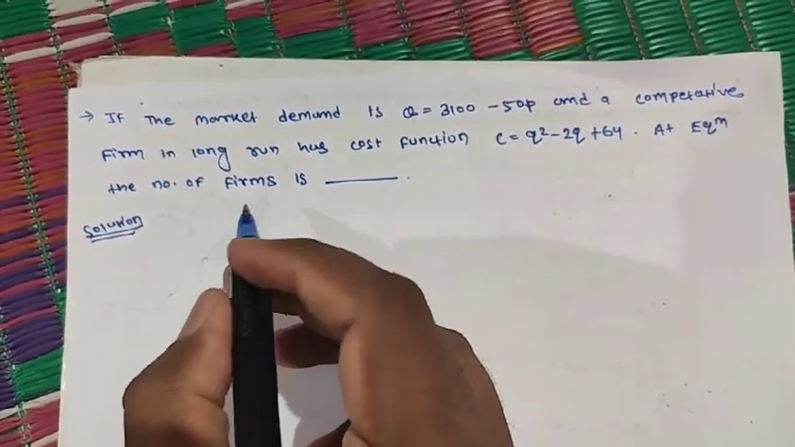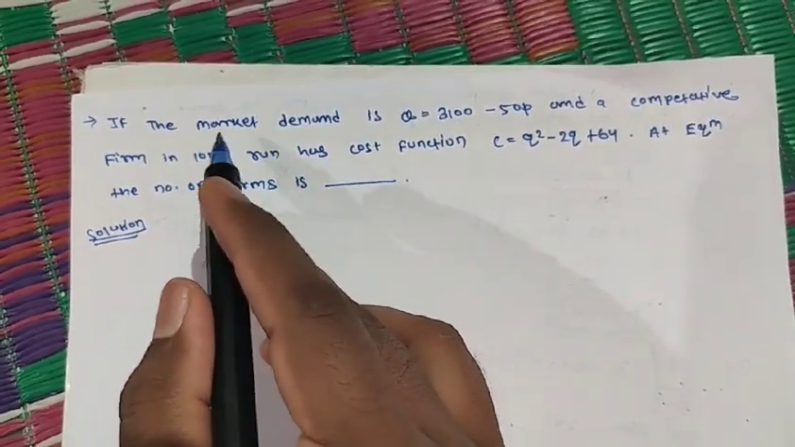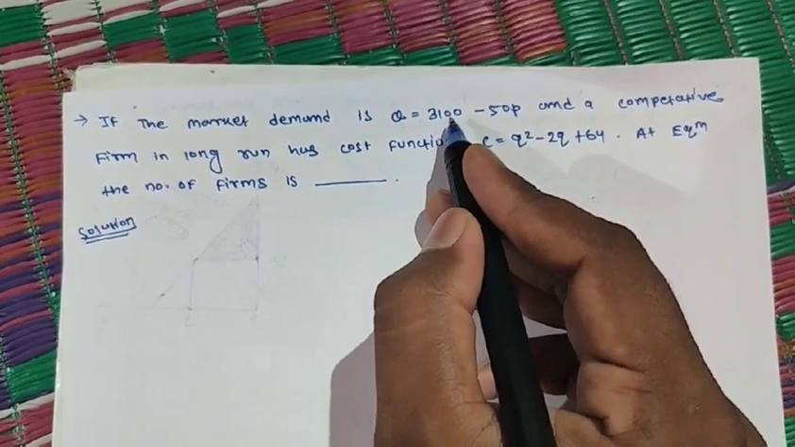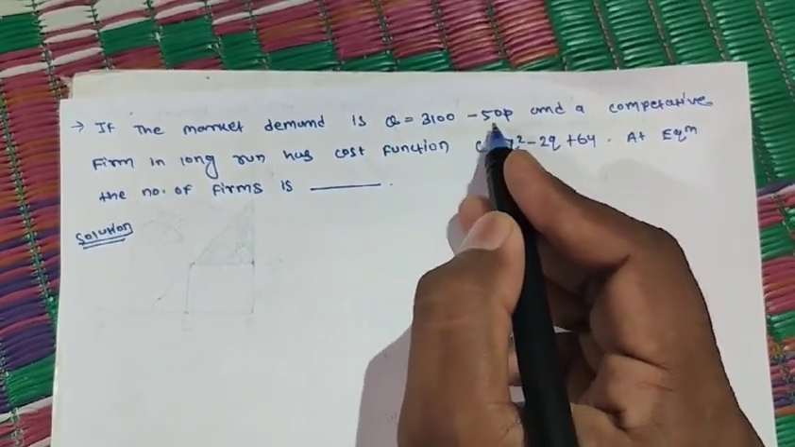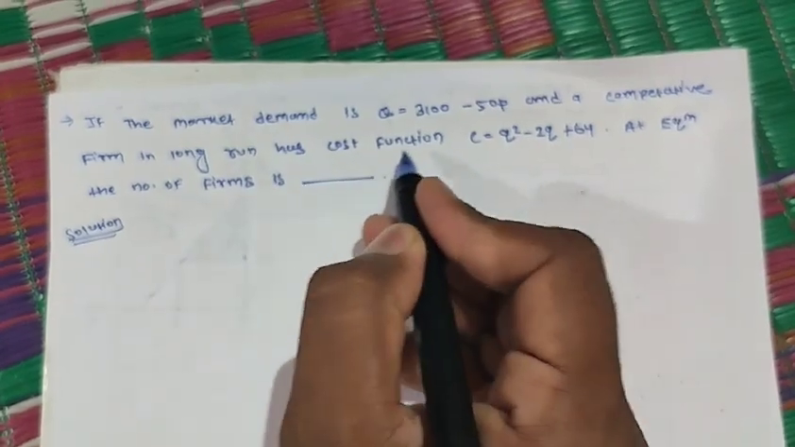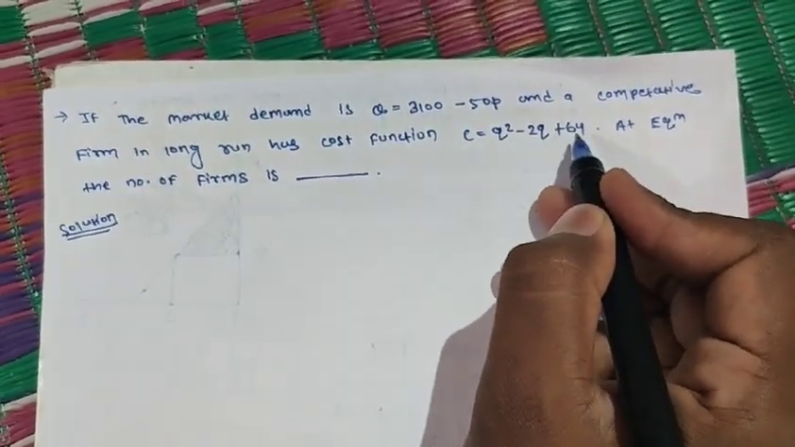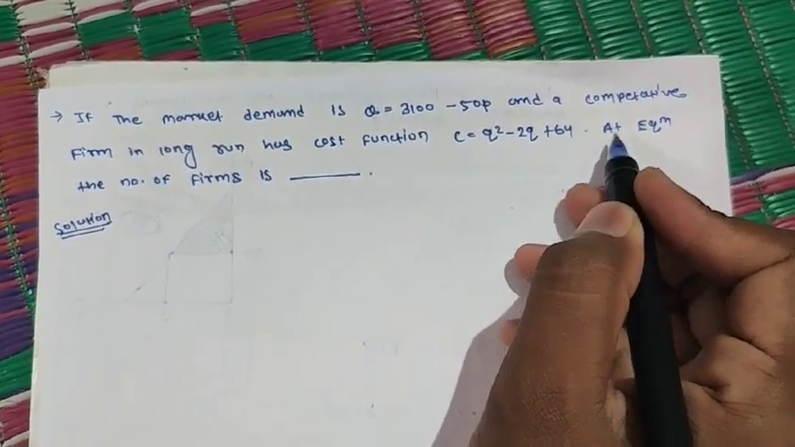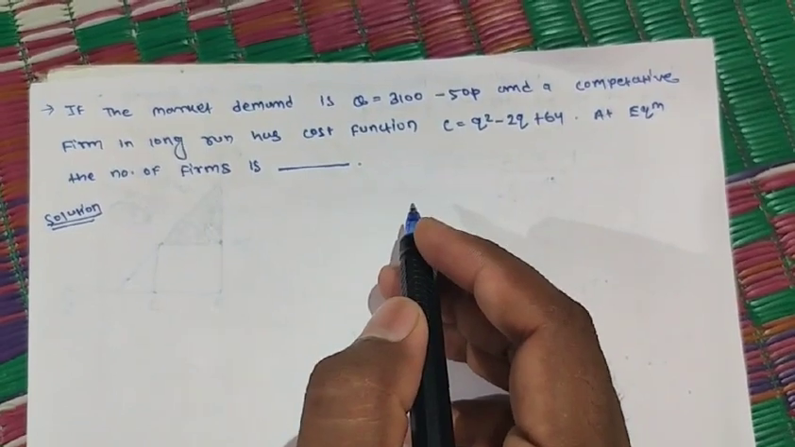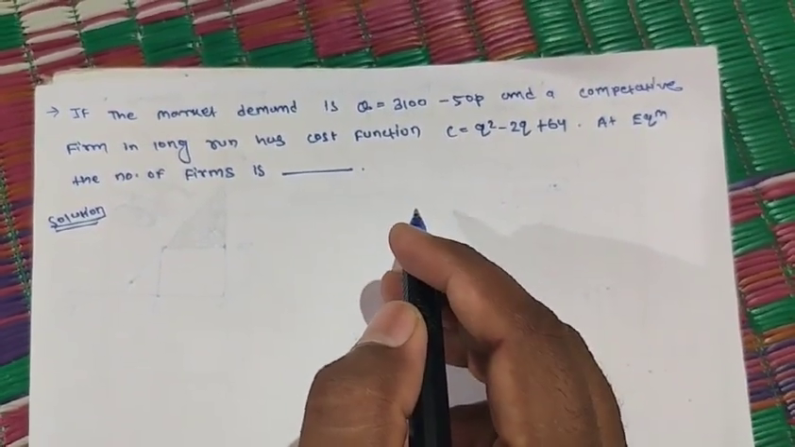Here we will solve a problem. The problem is: if the market demand is Q equal to 3100 minus 50p, and the competitive firm in the long run has a cost function C equal to Q square minus 2Q plus 64, the question is asking about the equilibrium number of firms. What is the number of firms in the perfectly competitive market? We have to find that.